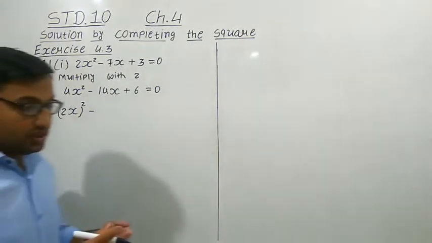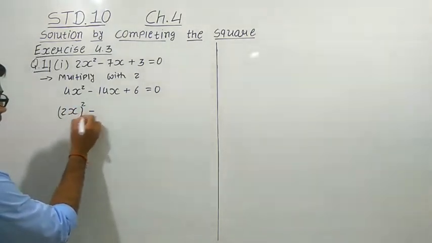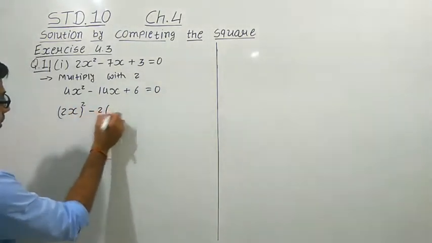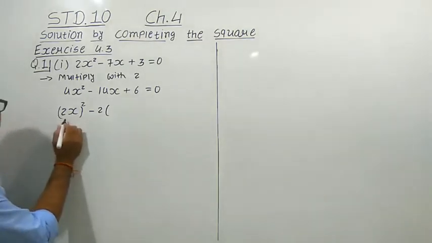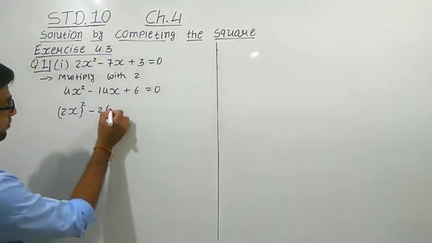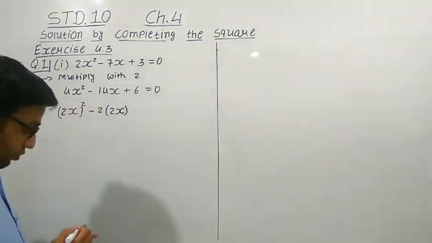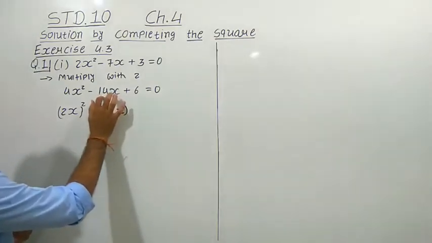We know what the middle term is. The middle term we can write as 2 into the first term. Now we have to consider the first term as 2x, not 4x square. So the first term is 2x. Now we have to focus here. What is here?